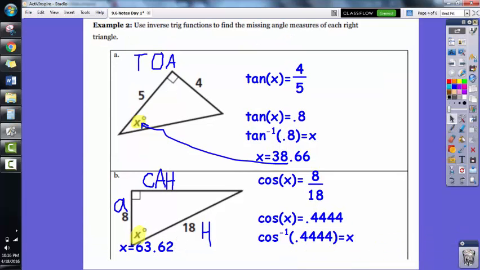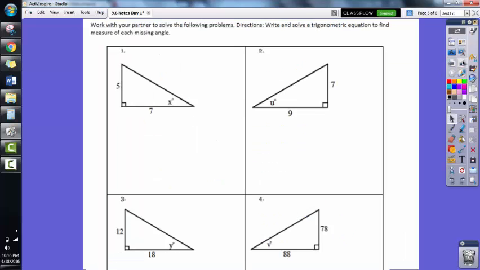Okay, hopefully you pay attention to your inverse functions, and then just really observe what sides you have in relationship to the angle. What you can do is, with your partner, do 1, 2, 3, and 4. Push pause. When you are all done, push play, and you can check your answers.